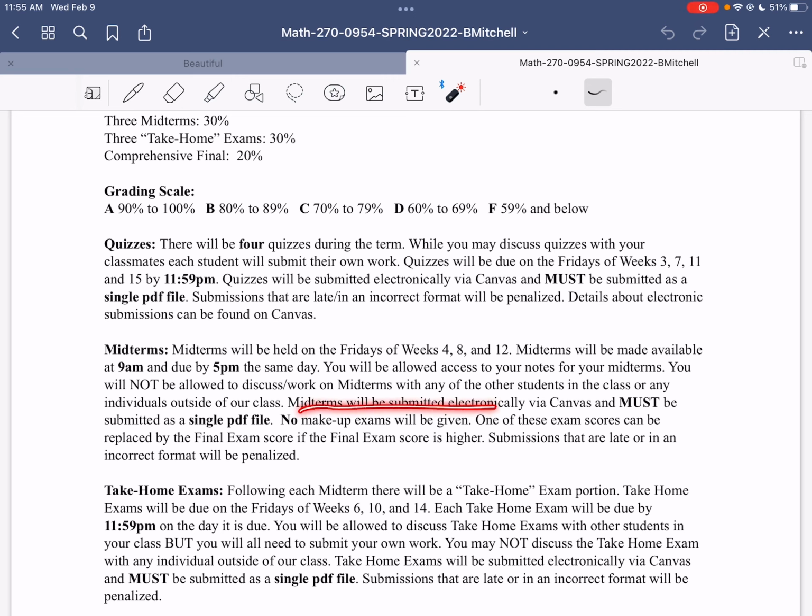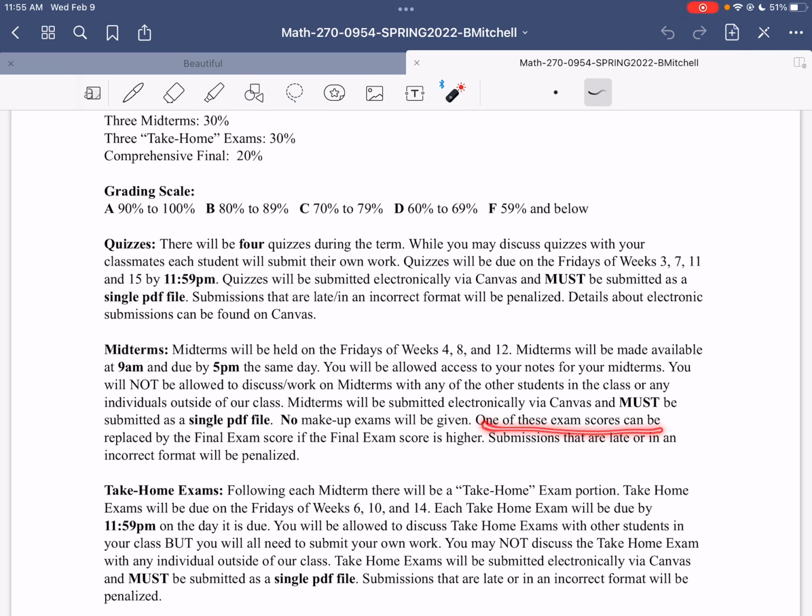Midterms, just like the quizzes, will be submitted electronically via Canvas, and again, must be submitted as that single PDF file. You'll notice here, no makeup exams are given. That's why these dates are being told to you far in advance, so that you know when these exams are occurring and can plan accordingly. If an emergency comes up or something happens or simply one of the exams does not go as well as you were hoping, well, we do have a system in place for that.